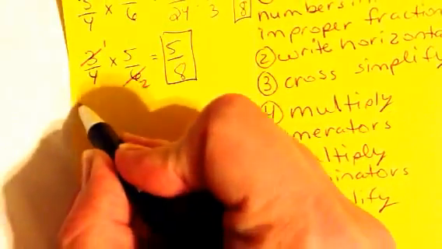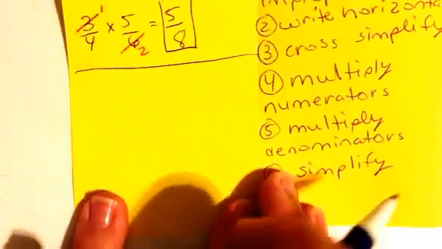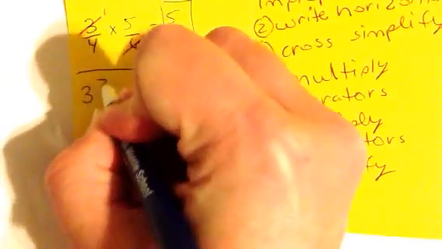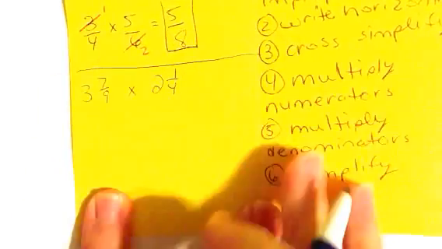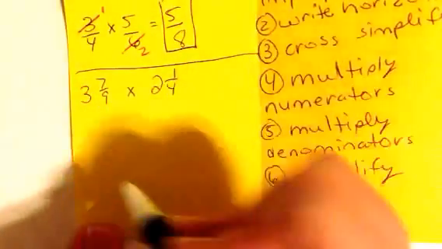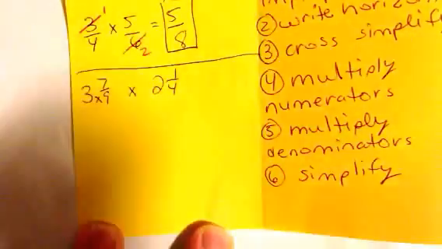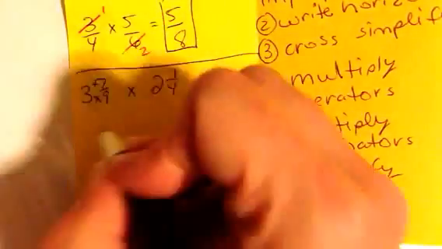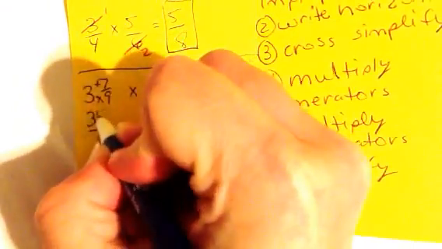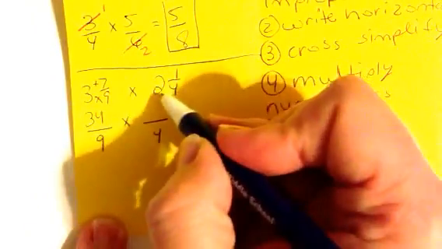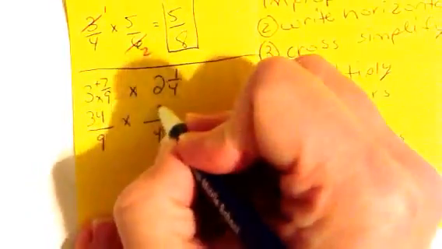All right, now we're going to work an example that has mixed numbers. So we're going to multiply 3 and 7/9 times 2 and 1/4. All right, remember to make this an improper fraction. We multiply the 3 times the 9 and add the 7. So our denominator is 9. 3 times 9 is 27, plus 7 is 34, times our denominator is 4. 2 times 4 is 8, plus 1 is 9.